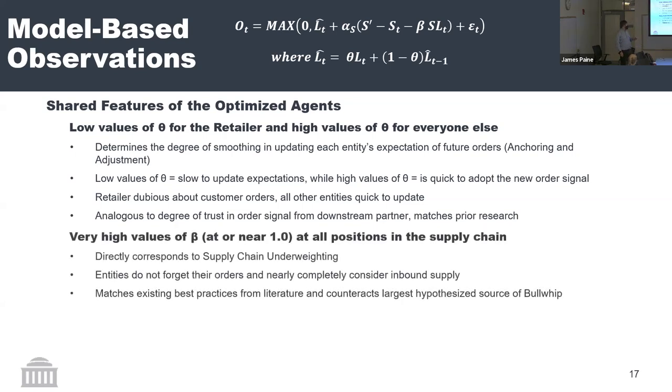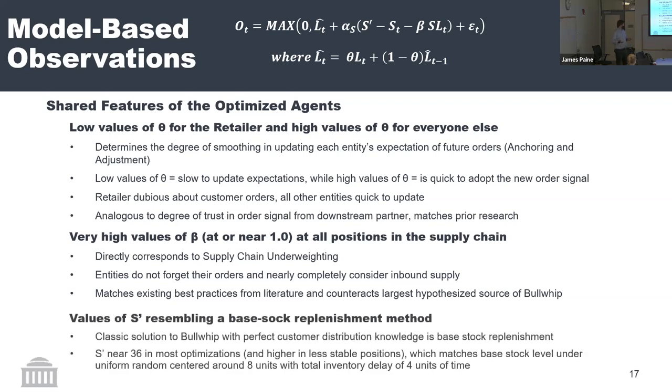Beta ends up being very high or near 1. This directly maps to concepts around supply chain underweighting from prior work. Beta is the degree to which you essentially will not discount the signals you have sent to your supply chain partners. Having a beta at 1 means that when you send a signal of 10, you expect to get 10. It might take a while, but you expect to get the signals back that you sent.